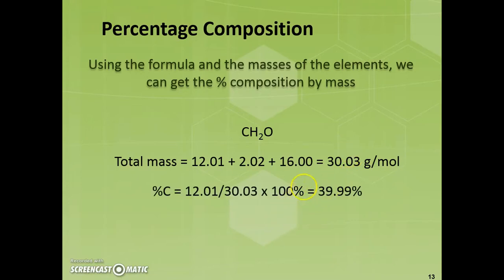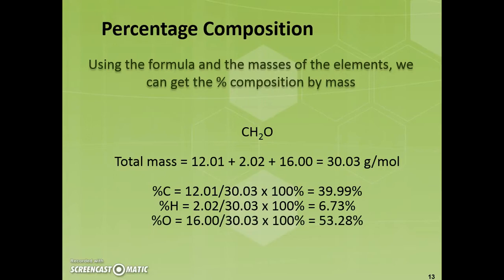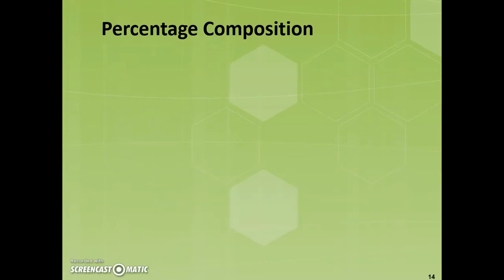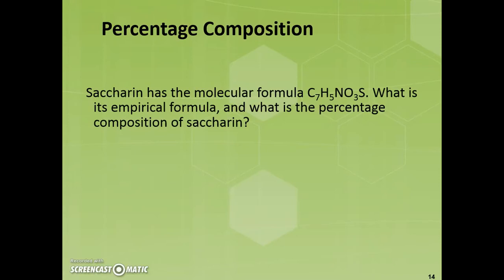So then we can get our percent carbon in the molecule by simply dividing the mass of the carbon element, 12.01, by the total mass times 100% gives us about 40% carbon in the compound. Similarly, we can find the percent hydrogen to be 6.73%, and we can see that glucose is in fact 53.28% oxygen. Pretty straightforward exercise, really.